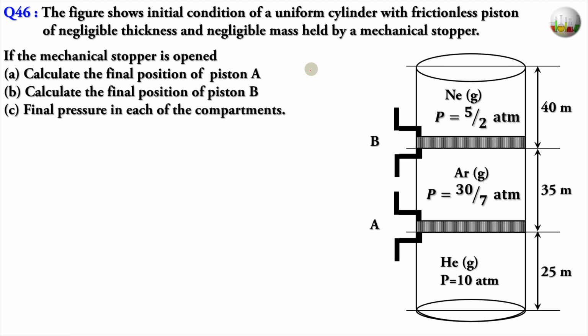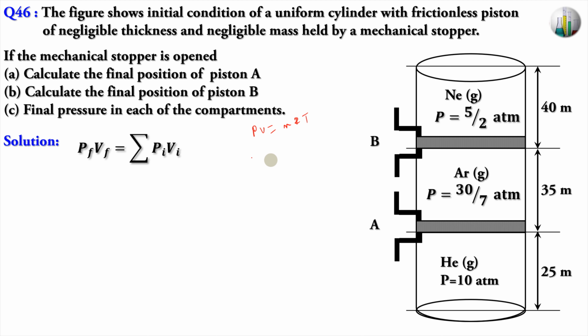Calculate the final position of piston B and the final pressure in each of the compartments, which will of course be the same. So I'm going to start off with P final into V final is sigma Pi Vi. That's pretty simple, because remember PV equals nRT, right?